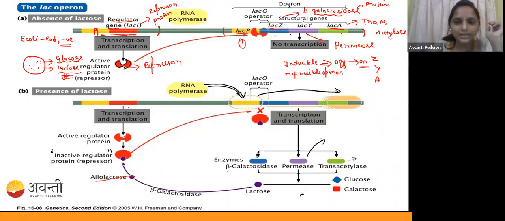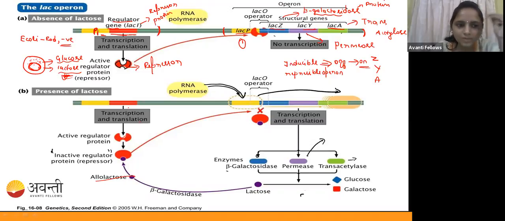So this lac Y, that is the permease, right? It is going to help here. You can think that this is the media and this is the bacteria. Now the lactose is present here, right? In the bacteria there is a permease enzyme present, but it is in a very small amount.